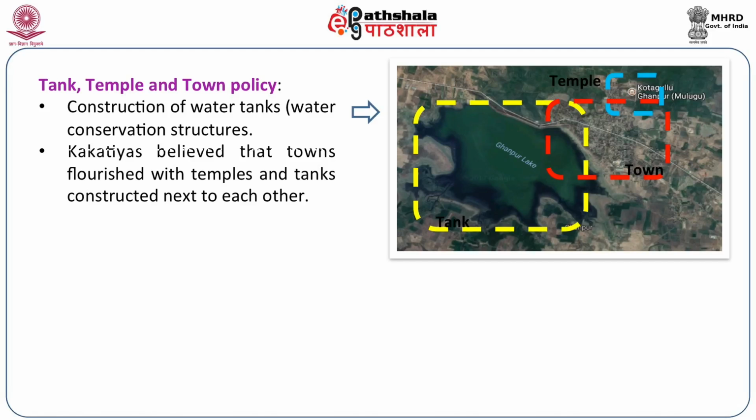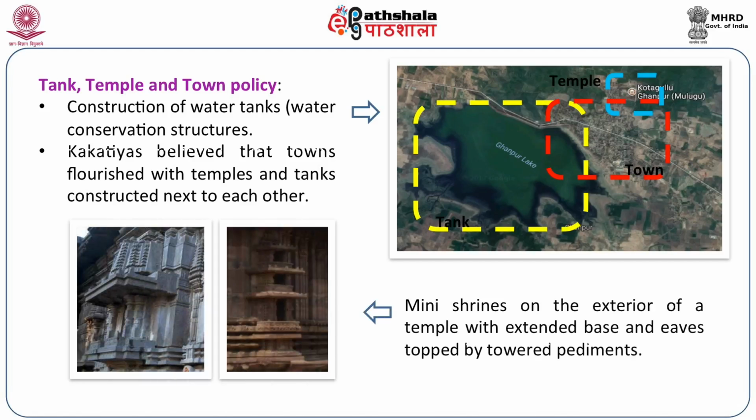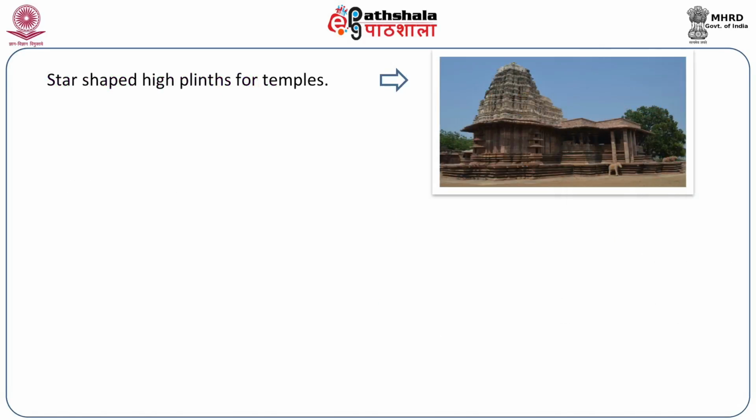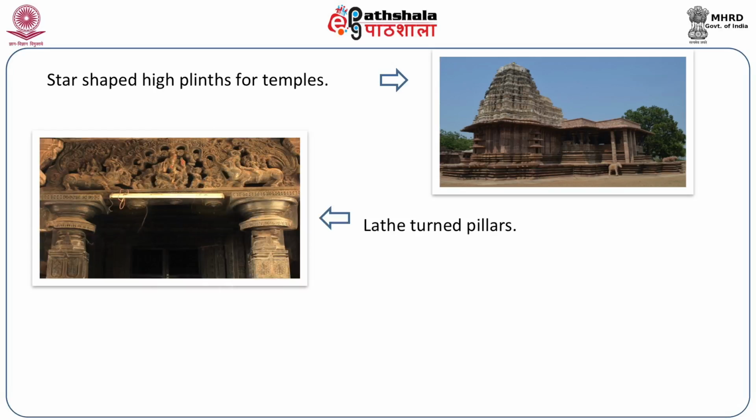The temple, tank and town policy: the Kakatiyas constructed many tanks. Even today, all the tank or lake projects in Andhra are named after the kings and the dynasty. Then there are mini shrines on the exterior of the temple with extended base and eaves topped by pediments, and star-shaped plinths, again something that they picked up from the Chalukyas. Next, lathe-turned pillars, and pillars consisting of three sections: squares, octagonals and circular parts.